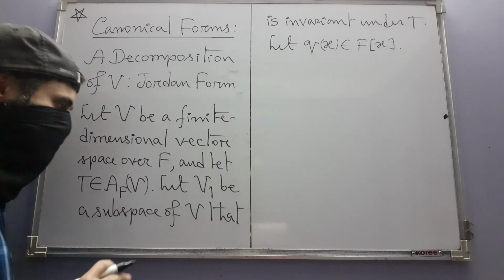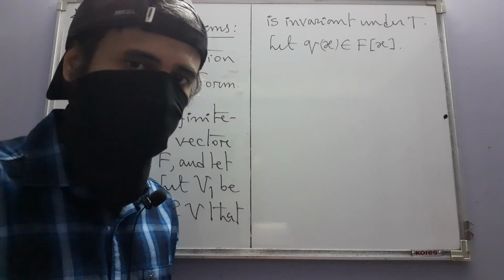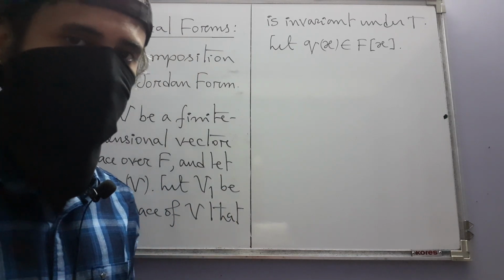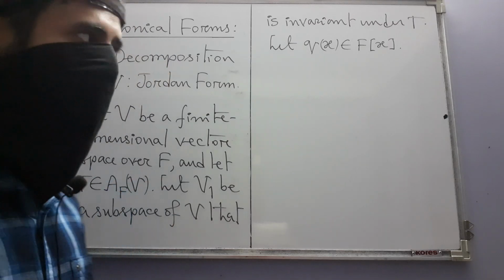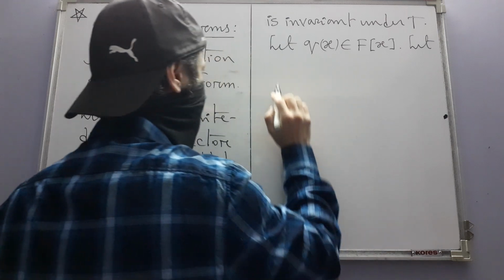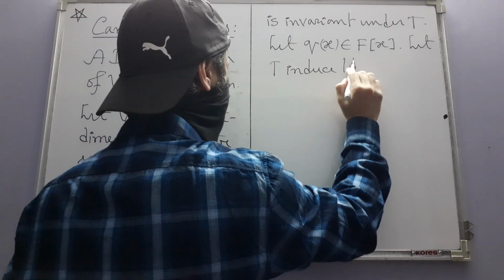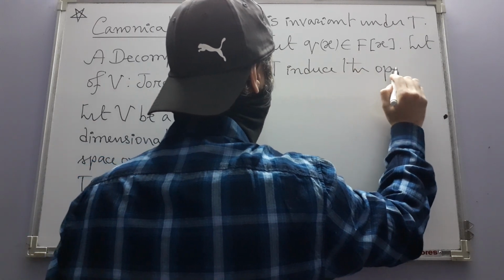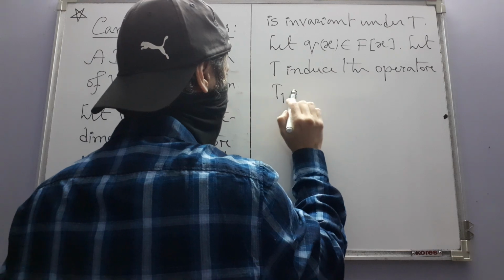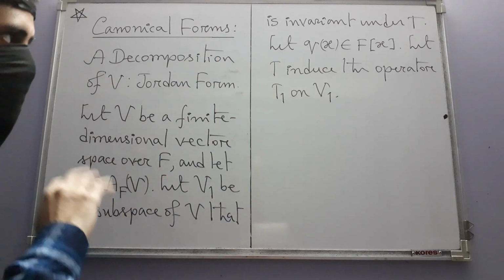Okay, now because V1 is invariant under T, we have seen before that T will induce an operator on V1 itself, which will be a linear operator on V1. Let that be T1. Let T induce the operator T1 on V1. Now this is the claim.